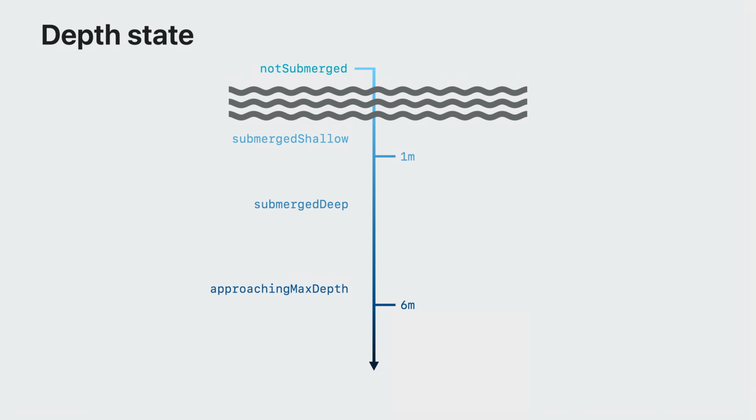As you approach 6 meters, you'll enter the approaching max depth state. Beyond 6 meters, you're in the past max depth state. Data is vended down to 6 meters plus some uncertainty in the past max depth state. Beyond that, you're in the sensor depth error state.